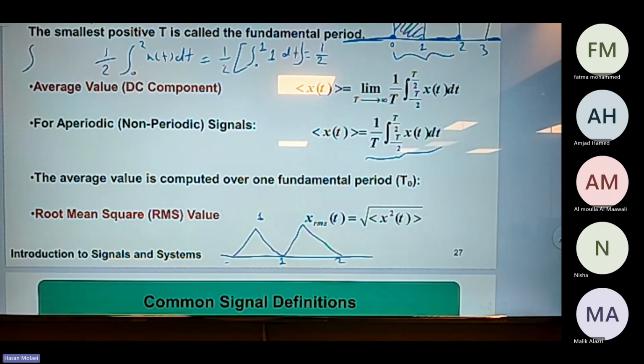How much is the average or the DC value of this signal? How much is this area? Half over T. How much is T? So the DC value of this signal is 1, which means if I apply a signal with an amplitude of 0.5, the DC power they can deliver is the same.